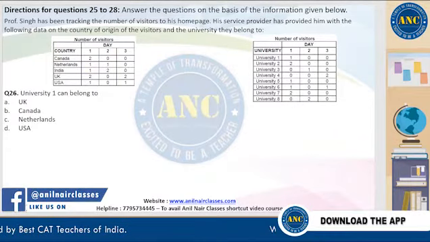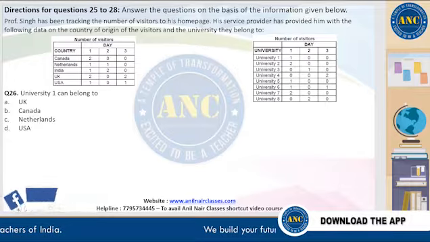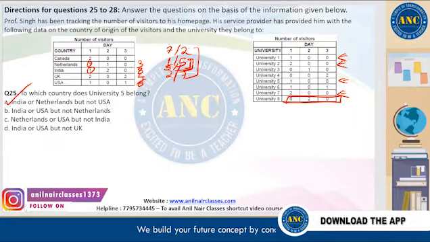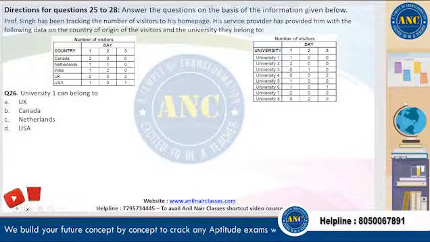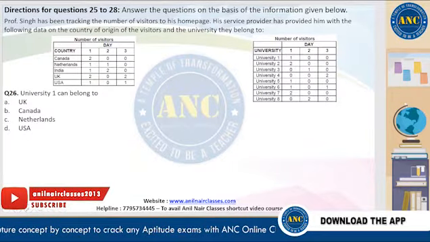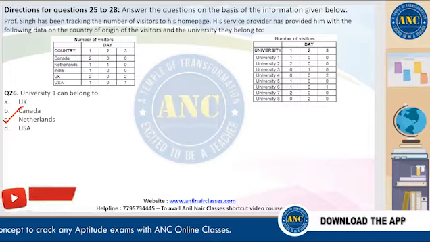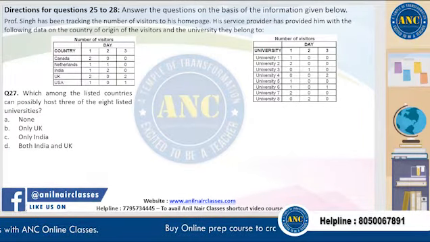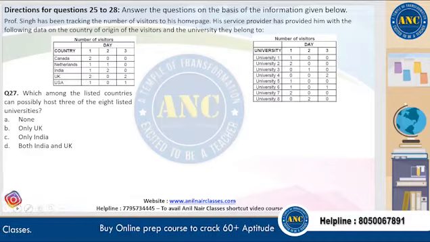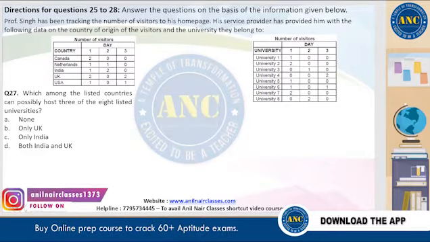Simple questions were asked. University 1 can belong to which country? As you've already seen, University 1 can belong to either Netherlands or India, but look at the answer options, okay? Do they have India here? No, they have only Netherlands here. So answer is pretty straightforward. It would be Netherlands.